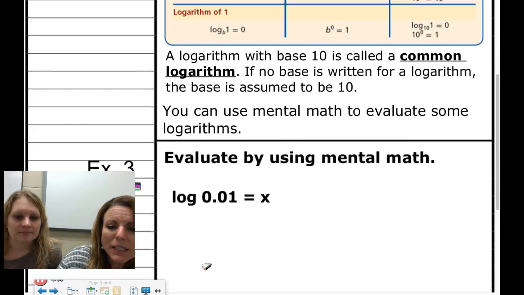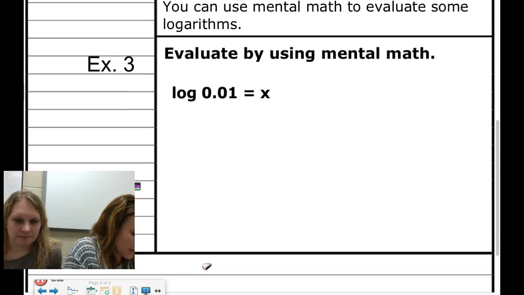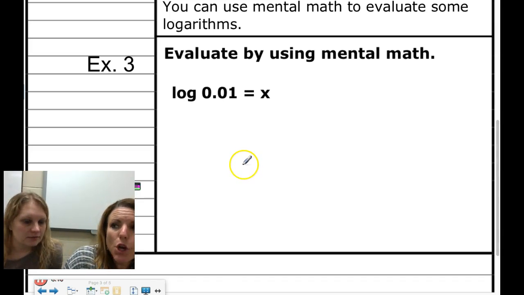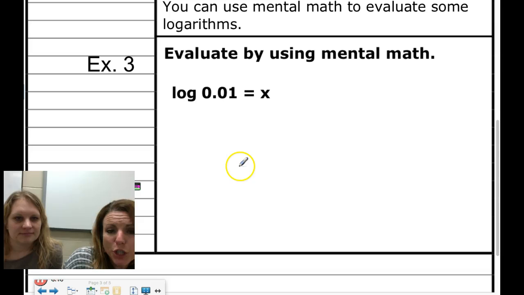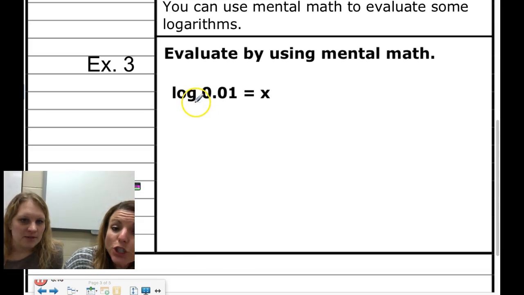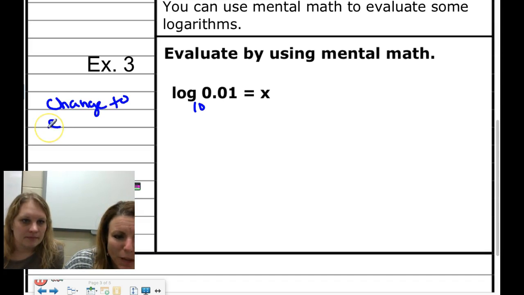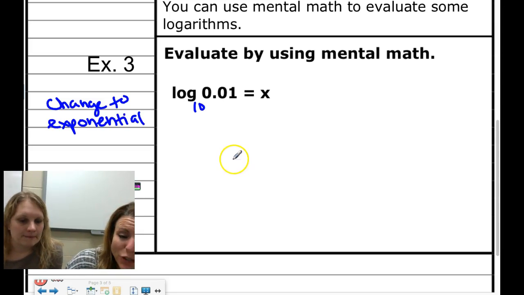Okay. So let's go on to example 3. What it says to do is use mental math. So don't pull your calculators out. The first thing you're going to do, I see the word log, so I'm going to write the base in. Could you also write a note somewhere to the right: change to exponential. Because that's exactly what we have to do to solve this. When you have a log and you're evaluating it, you change to exponential. That's why I put the base in, because it'll be easier.